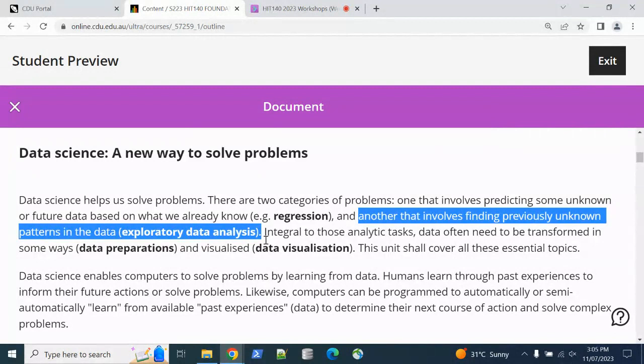And lastly, another useful exercise within data science is to visualize your data. A lot of times when you visualize your data, you get to see something that you didn't know previously. So regression, exploratory data analysis, data preparation, data visualization, these are the key things that we will cover through this unit.